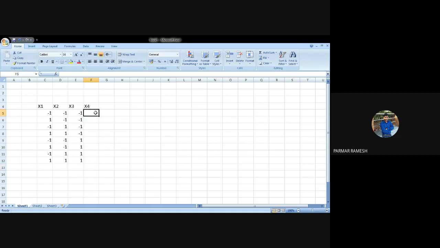Now another way to construct the design is, I'll prepare a complete design, not the half one, that is with 16 experimental runs. And this variable changes its value every 8 experiments.